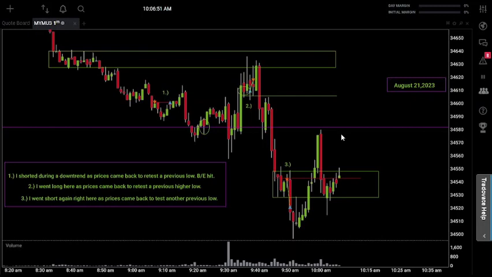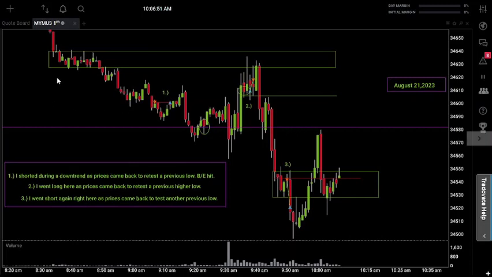First and foremost, let's talk about our important levels that we have on the chart today. We have yesterday's closing price represented by this purple line right here towards the middle of the chart, and that price level would be 34,582. Now that'll play an important role today, and we'll see about that a little bit later.